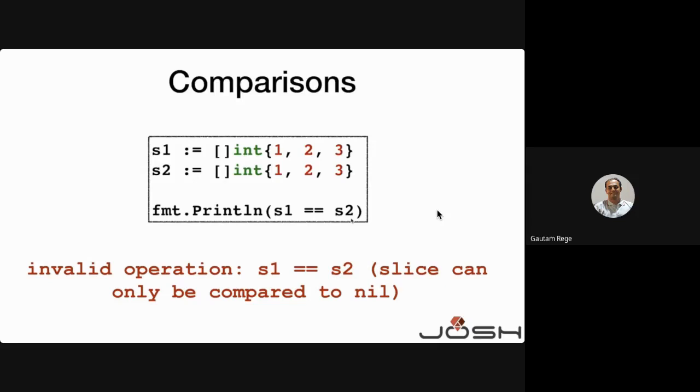The reason you cannot compare two slices is because a slice, remember, is a struct internally which has a length, capacity, and a pointer. So comparing two slices is an invalid operation in Go syntax because those two slices are completely different. But you can compare a slice to nil to check whether the slice is initialized or not.